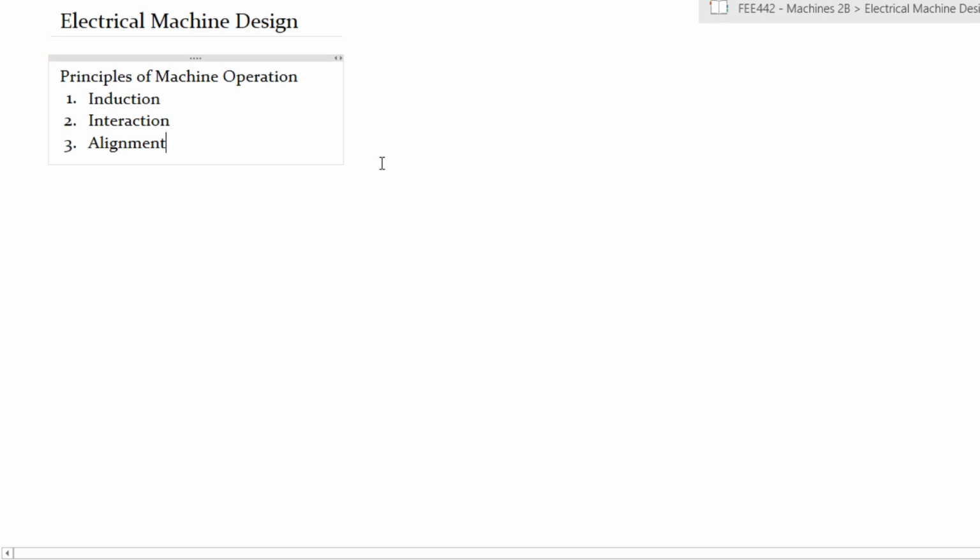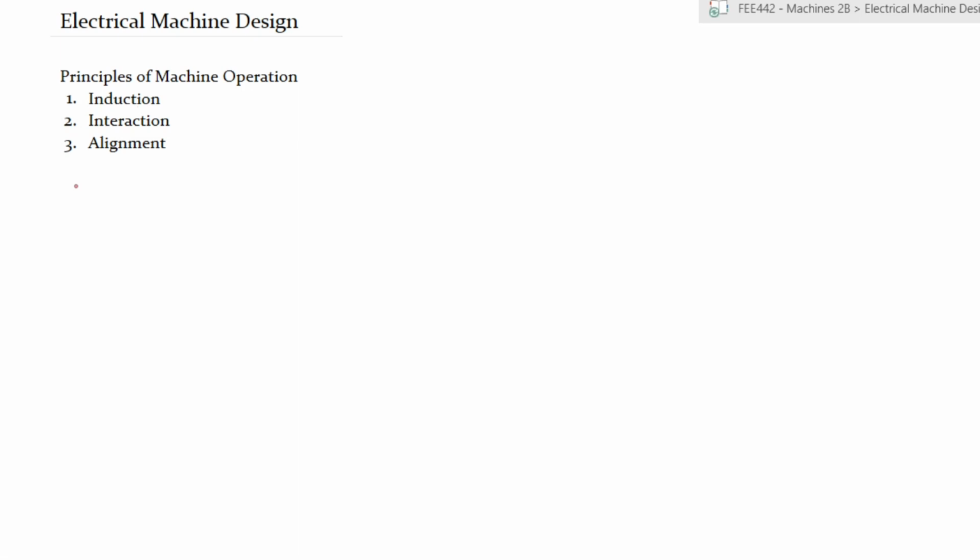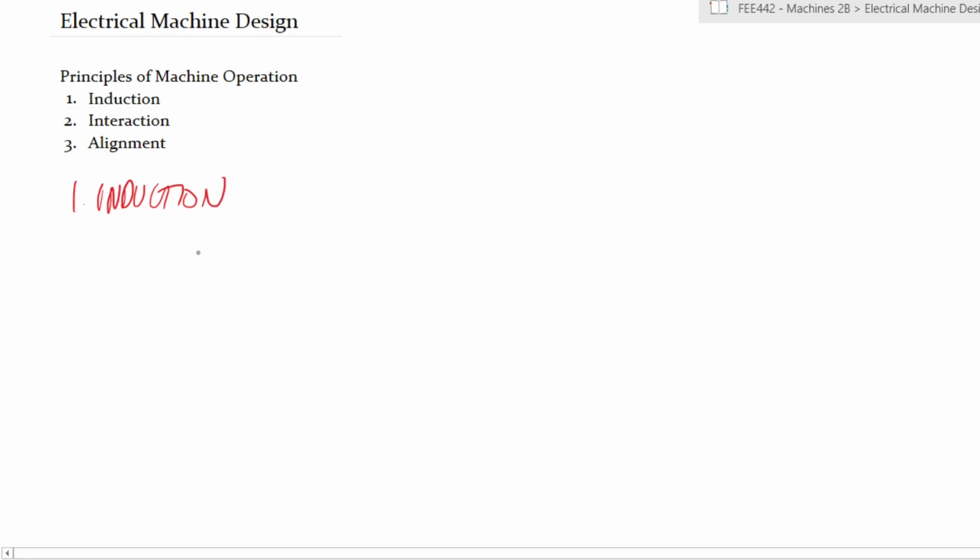So first off, we have various means by which we are able to achieve an engineering design of an electrical machine, whether it be a motor, a transformer, or a generator. You use these three basic principles of induction, interaction, and alignment to create all types of machines. And these are physical properties of electromagnetic fields and electric currents and voltages. So to start off with, let's look at induction, which is the first principle.